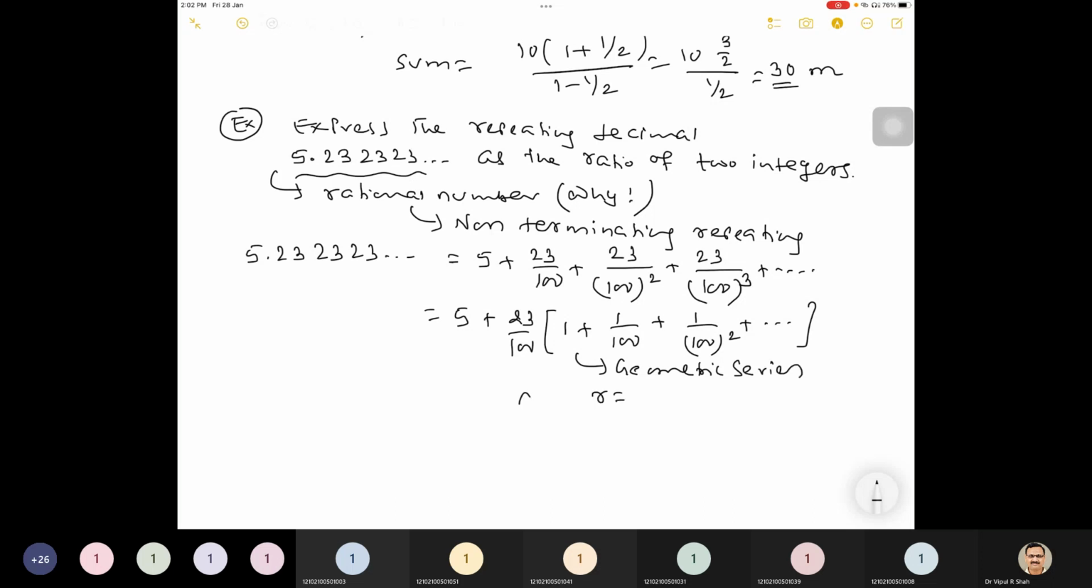What is r equal to? 1 by 100, and so it is less than 1. So it is convergent, and you can find the sum: a upon 1 minus r. a is 1, and r is 1 by 100.